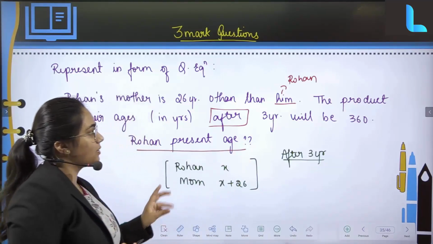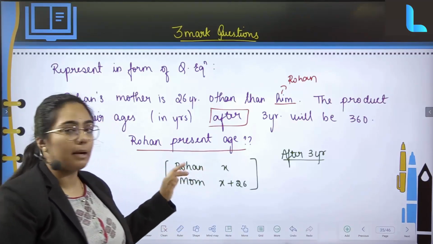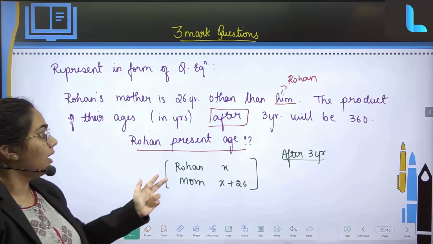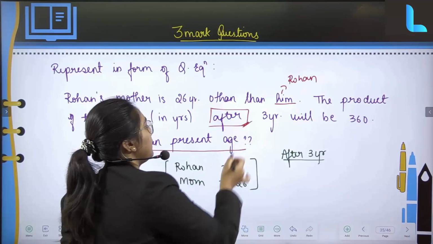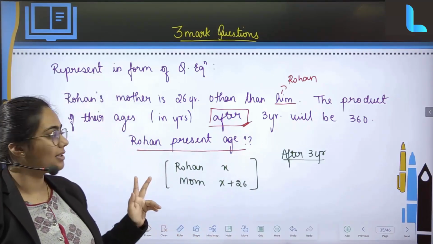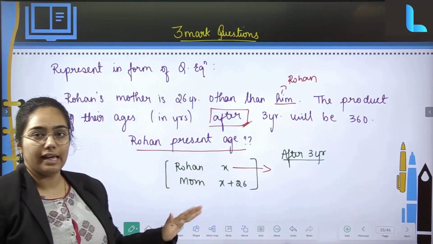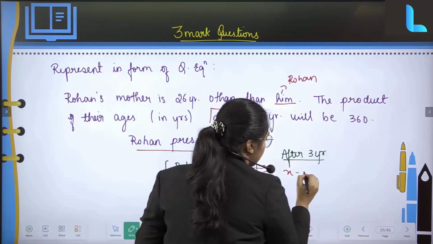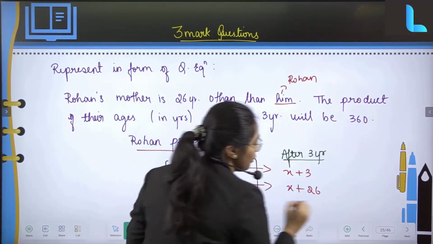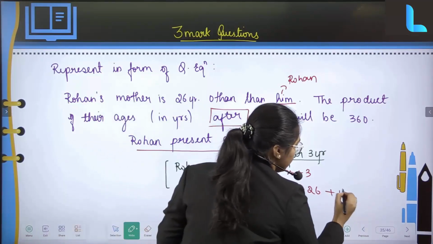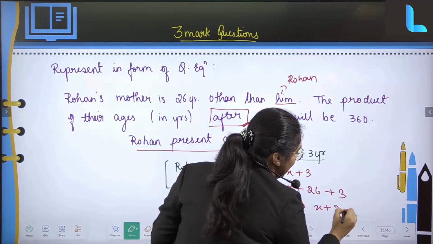So how are we going to proceed? First let's find out what are going to be my terms. If Rohan is x and mother is going to be 26 years older. Similarly, if I have to write after 3 years, because the relation is given related to after 3 years also, present age of Rohan is x, so x plus 3. Similarly, mother is going to be x plus 26 you already have. You have to add 3 to this again. So mother is going to be equal to x plus 29.